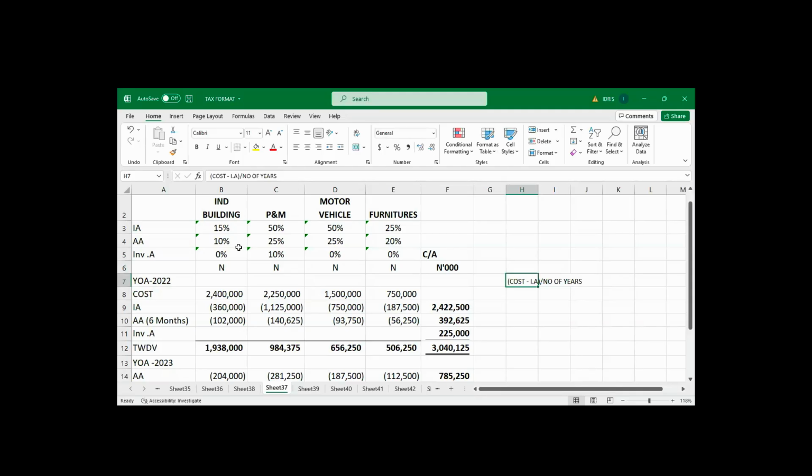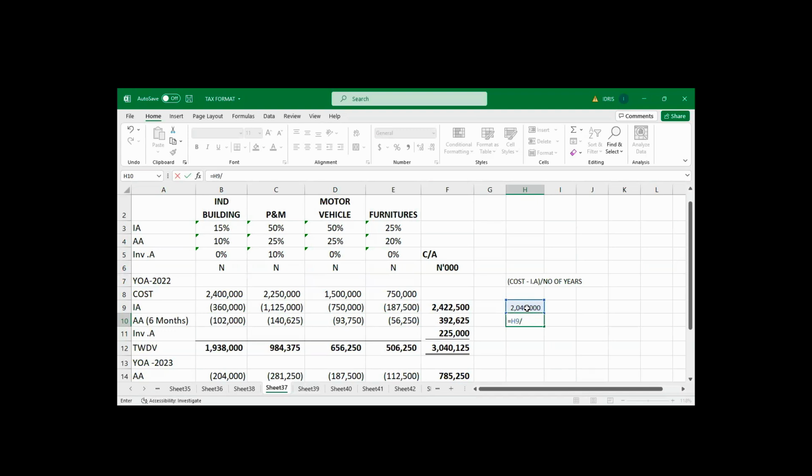Let me give an example. If I want to get annual allowance for industrial building, the cost of the industrial building is how much? 2.4 million. I will minus the initial allowance from it. What did I get? I will get 2,040,000. This 2,040,000, I will now divide it by how many years? 10.